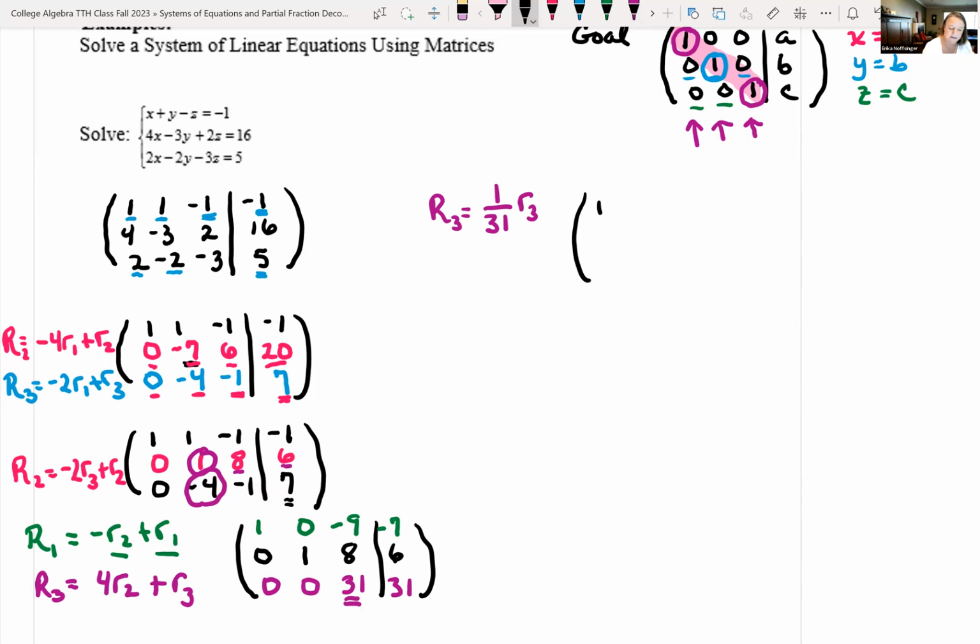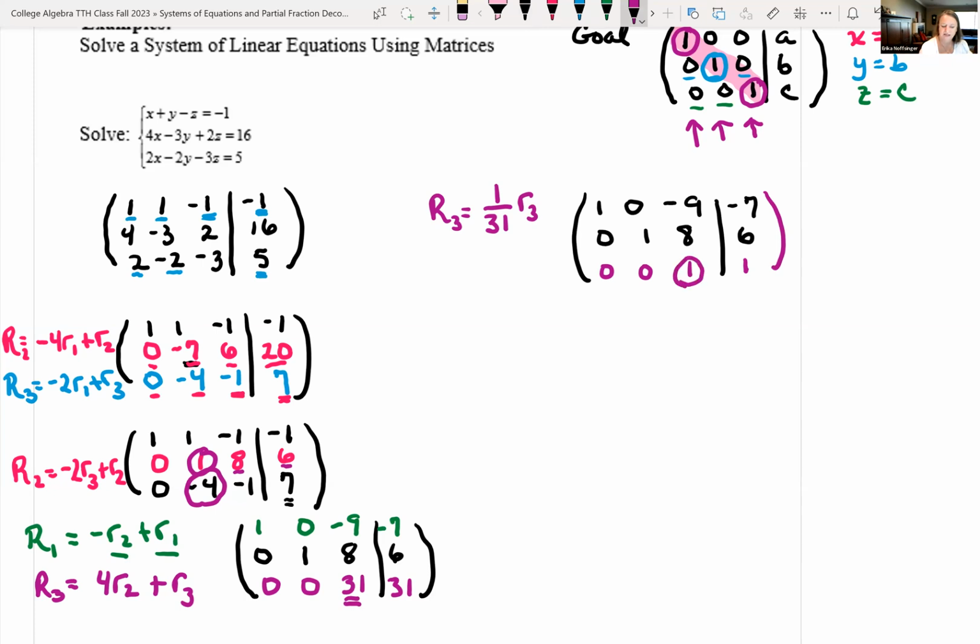I'm going to rewrite the first row because I'm not changing it right now, which is 1, 0, -9, -7. I'm going to rewrite my second row, 0, 1, 8, 6. And I'm going to get my new row 3 by multiplying everything through by 1 over 31. Well, 1 over 31 times 0 is 0. 0 times anything is 0. 1 over 31 times 31 is 1. And 1 over 31 times 31 is 1. So we got the 1 where we want it.